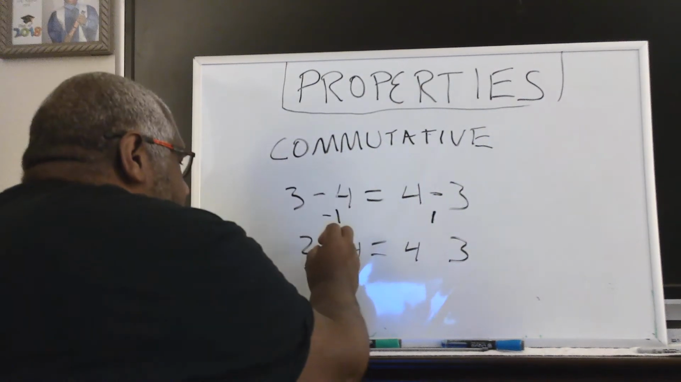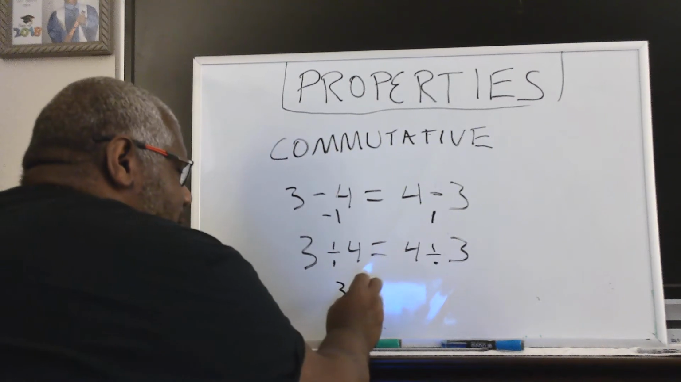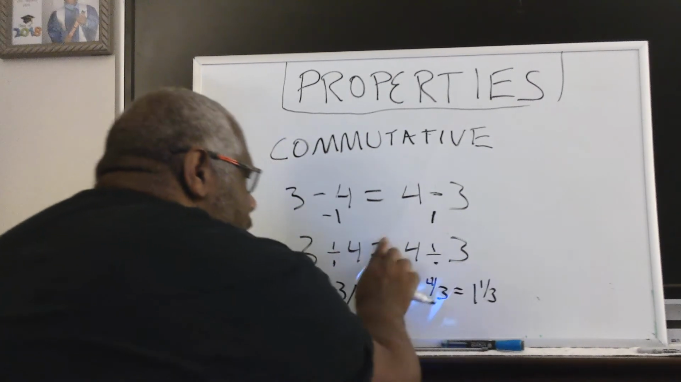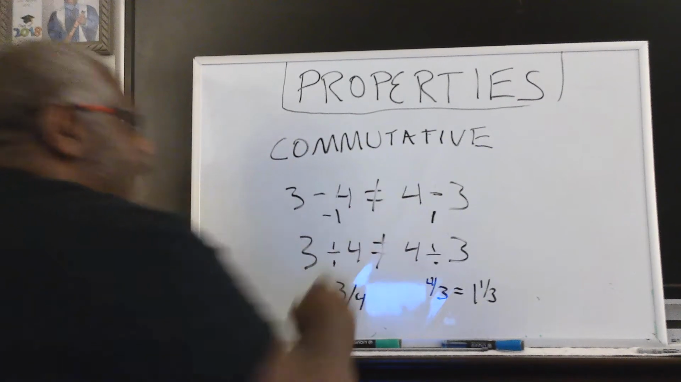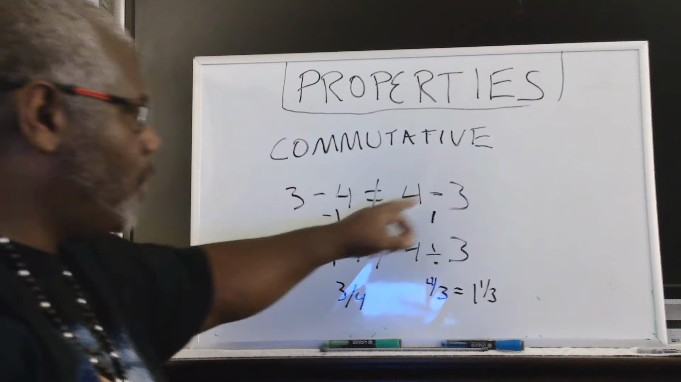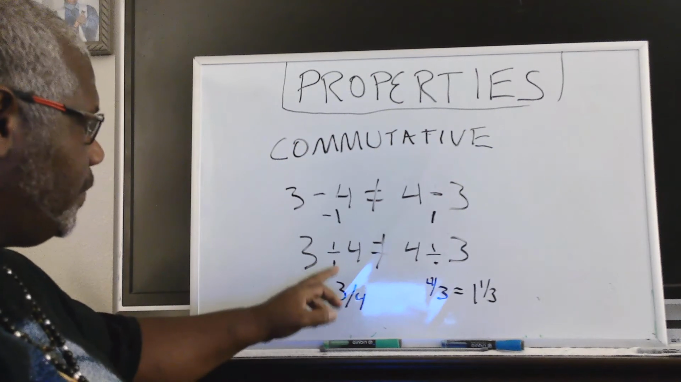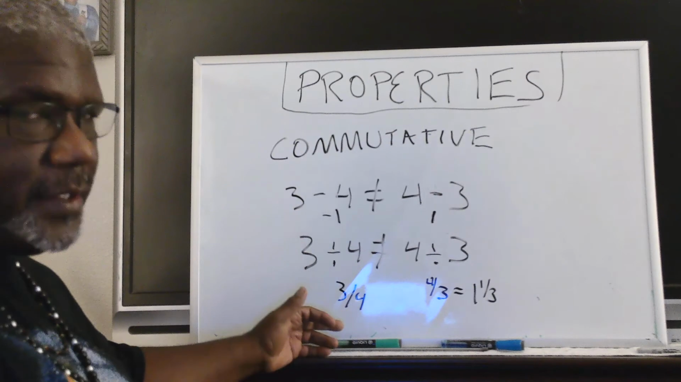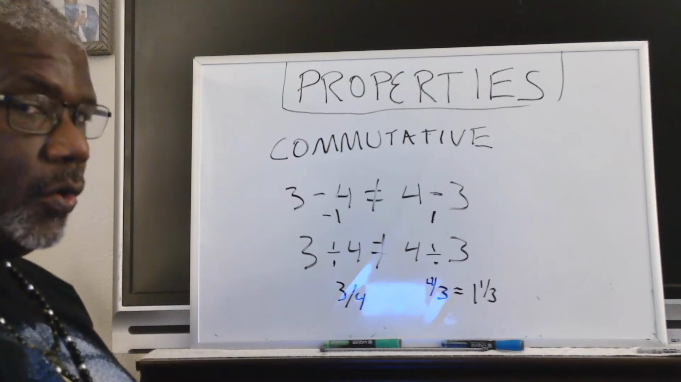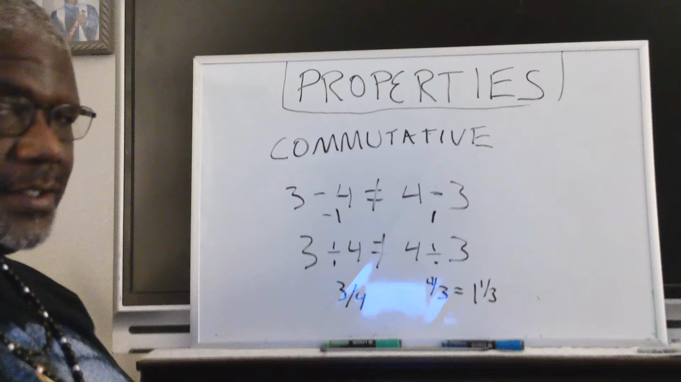No. 3 divided by 4, 4 divided by 3. 3 divided by 4 is going to look like this, 3/4. 4 divided by 3 is what? 4/3 equals 1 1/3. Anytime you see an equal sign with a slash, it doesn't equal. As you can see, 3 minus 4 equals negative 1. 4 minus 3 equals 1. Negative 1 does not equal 1. As you can see, 3 divided by 4 is 3/4, or 0.75. 4 divided by 3 is 4/3, or 1 1/3. As you see, it does not work. So the commutative property only works for multiplication and addition, but it does not work for subtraction and division. Let's go on to the next one.